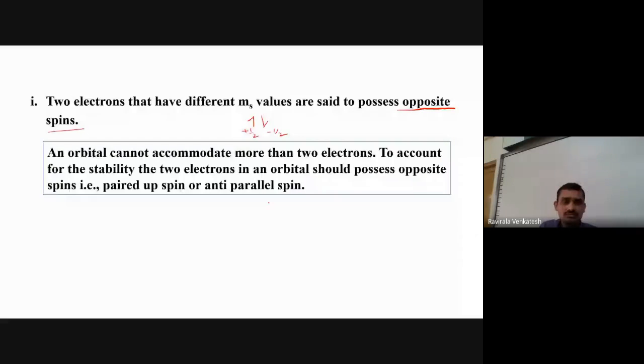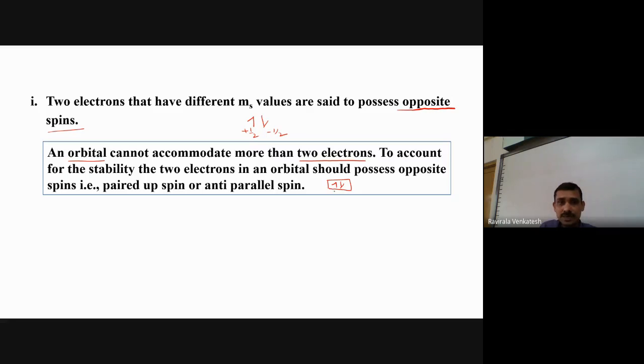Any orbital can accommodate only 2 electrons. More than 2 electrons are not possible. To account for stability, the 2 electrons in an orbital should possess opposite spins. In most cases, the electrons in an orbital are always in opposite spin like this. That is how they get stability.